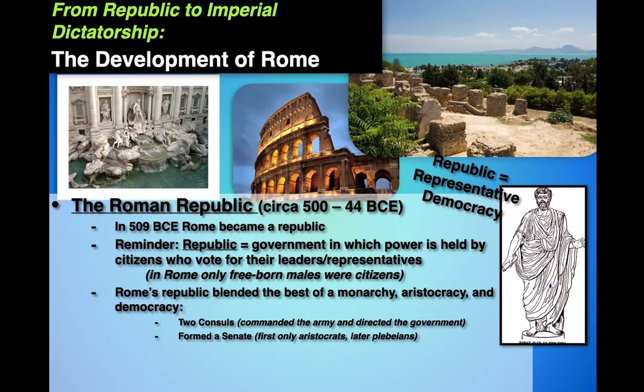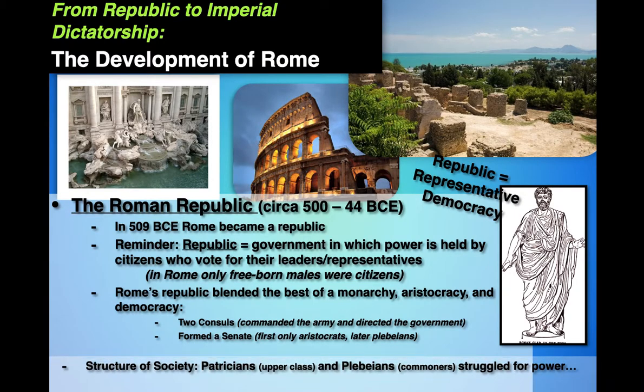Republic equals representative democracy. This is what the United States has today, a republic. Structure of society, patricians were the upper class and the plebeians were commoners, struggled for power. So upper class means wealthy, owned land, and plebeians were commoners, just regular people. Roman values, piety, duty, faithfulness, all these values were promoted by famous Roman author Virgil in his famous Aeneid.